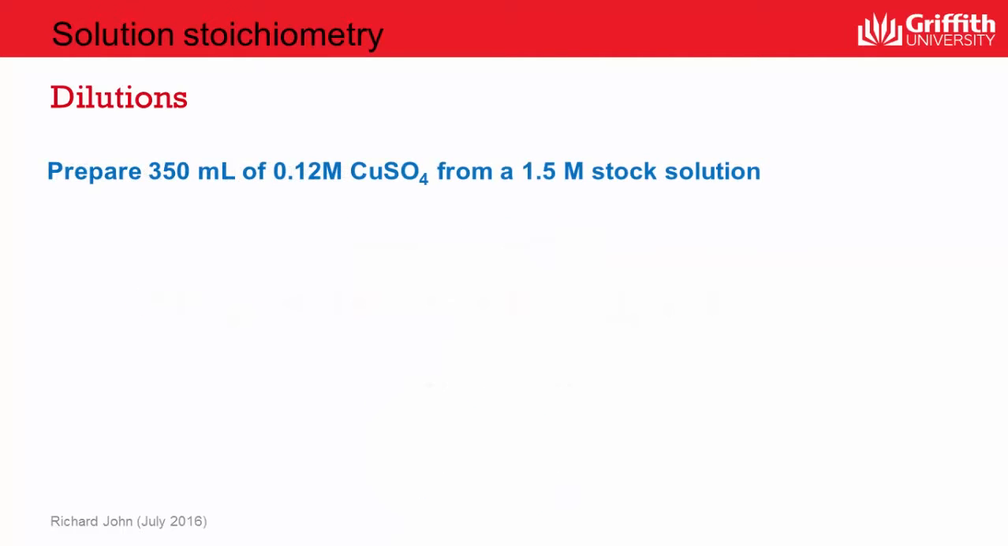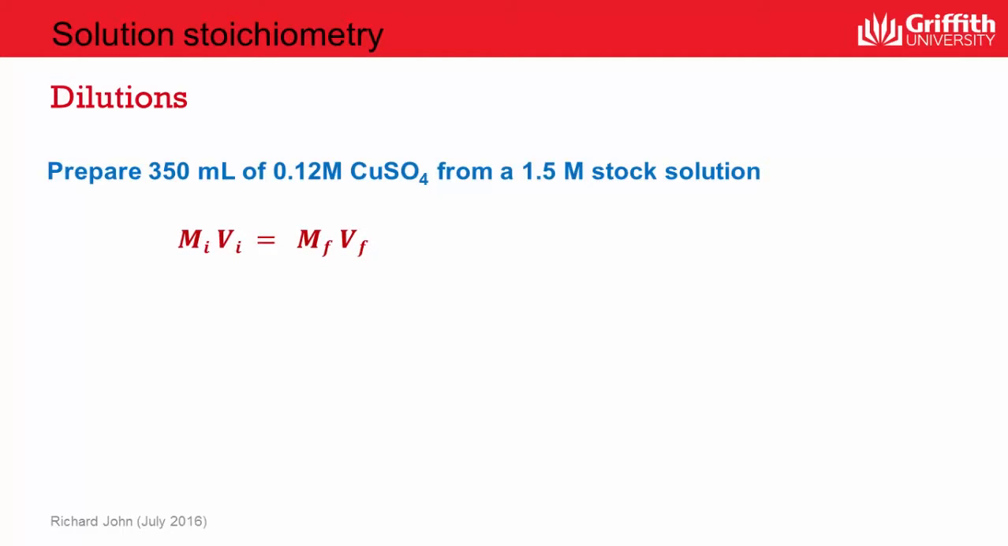So let's look at a typical scenario in terms of dilutions. We're asked to prepare 350 milliliters of 0.12 molar copper sulfate solution from a stock solution of 1.5 molar copper sulfate. Now, a stock solution is a solution of known concentration, and it's typically stored in the laboratory, and we take stock solutions and we work with them, typically by diluting them. Stock solutions tend to be fairly concentrated.